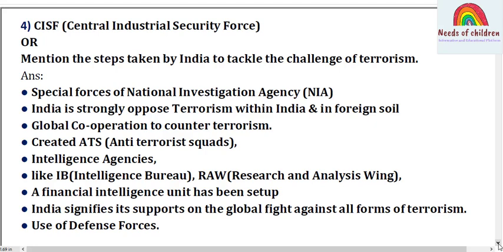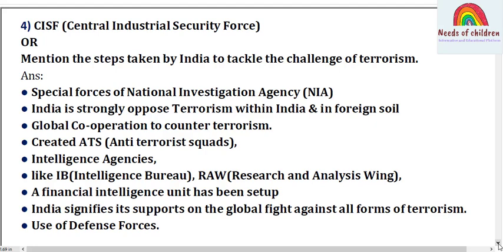Okay, students, this is the question. It is from the political science, public administration and introduction. So this is the question from the political science, and there will be a question number 17. Choice question is there. 2 mark question, choice is there. So let's move on to what is the choice question. Mention the steps taken by India to tackle the challenge of terrorism. Students, it is the question from the political science, India's foreign policy and global challenges.